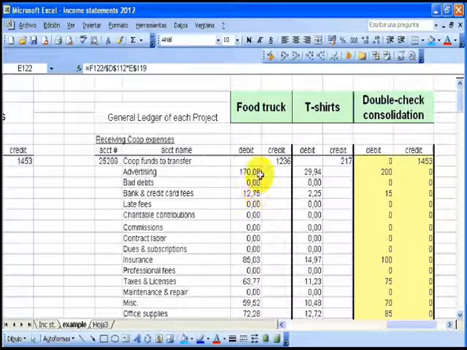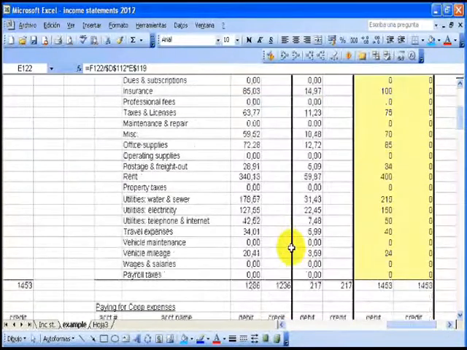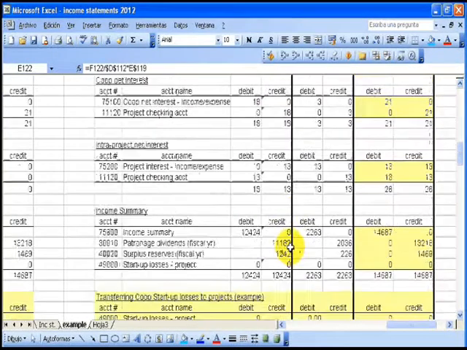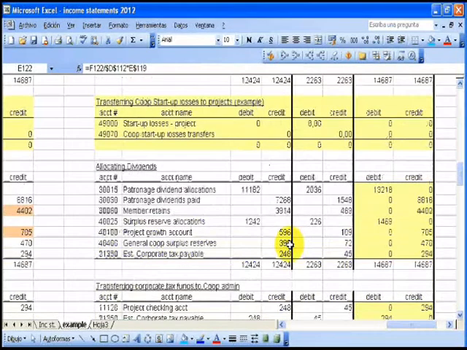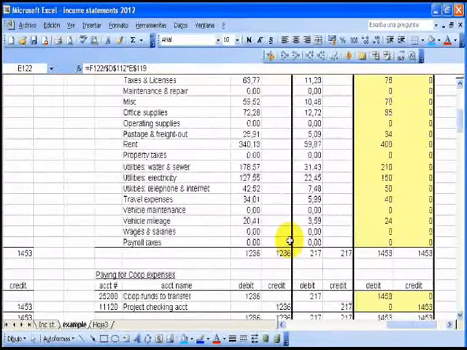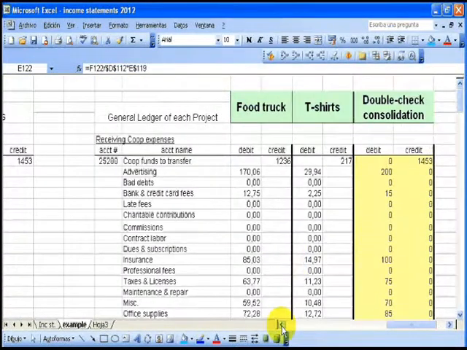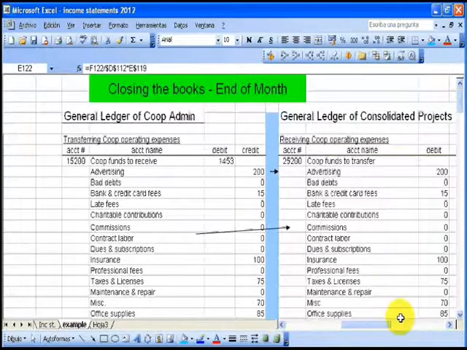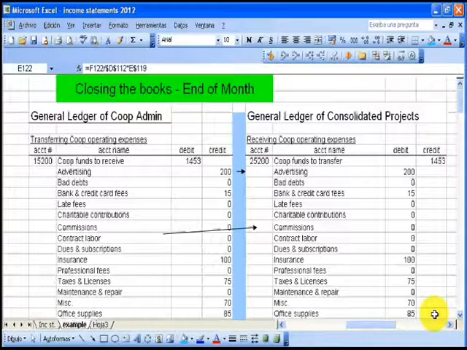So you'll actually see the general ledger for each project is automatically calculated too. As you come down, you'll see all these. These are all the general ledgers for each project. These are all automatically calculated. And all you have to do is just print them out, post them to the general ledger, you're done for the month.